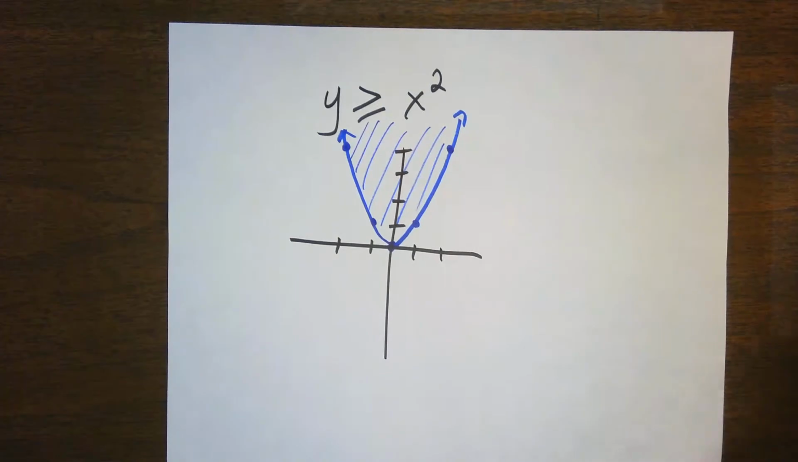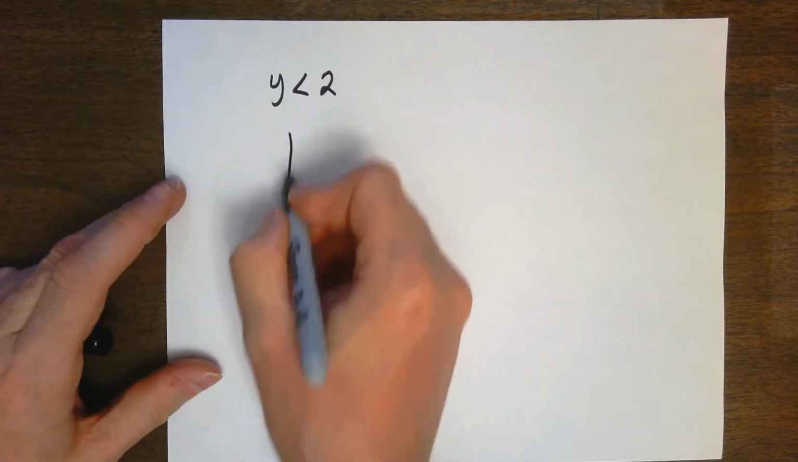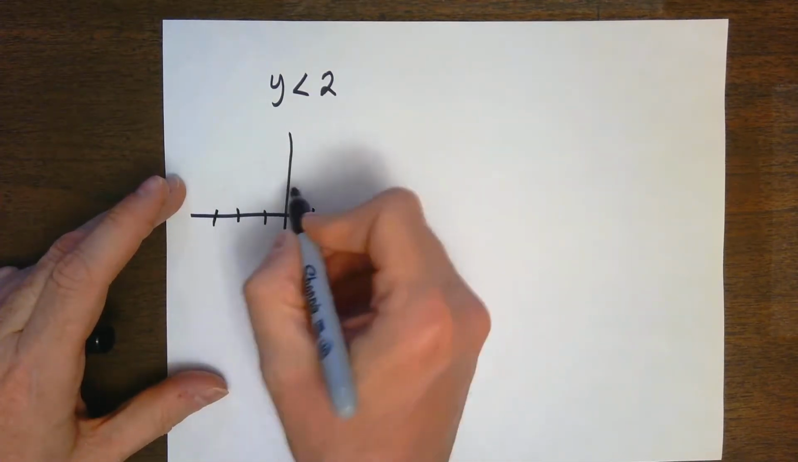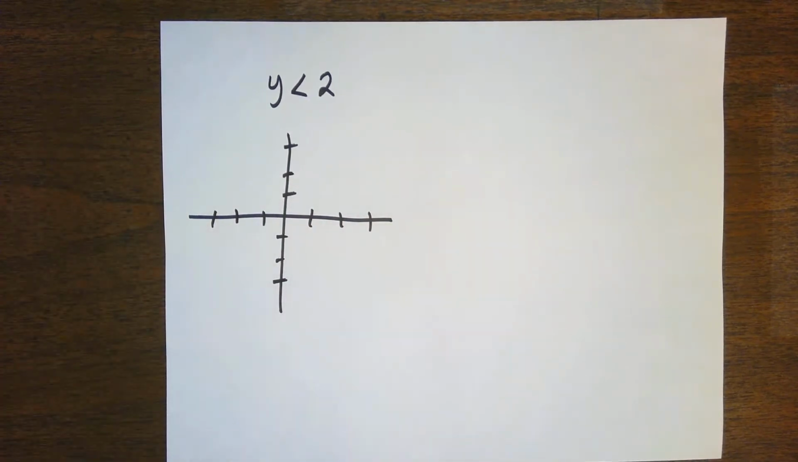All right, let's take a look at a couple more. And as you can see, we're doing these kind of one at a time. And in a minute, we're going to talk about systems. And a system is really just doing 2 or more of them on the same graph. How about this one? Y is less than 2. How would we graph that? If it looks and feels a little familiar, it should. We've done these before.